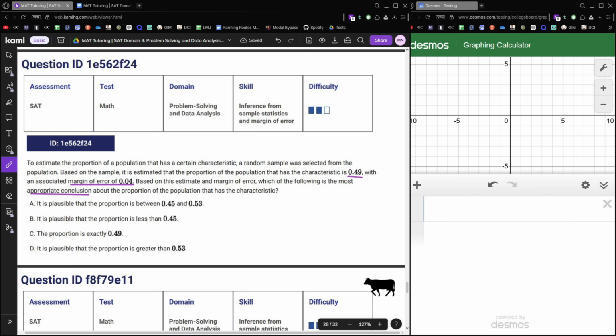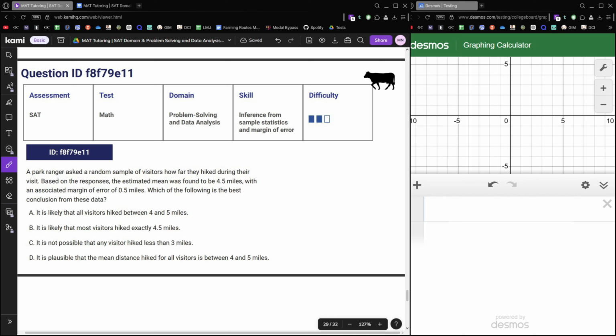So let's go ahead and apply that to our question. We want to get our result, which is 0.49, and then plus or minus our margin of error, which is 0.04. If we did 0.49 minus 0.04, we would get 0.45. And then if we did 0.49 plus 0.04, we would get 0.53. So our most appropriate conclusion is that the proportion of the population can be between 0.45 and 0.53. So that means our answer will be A.